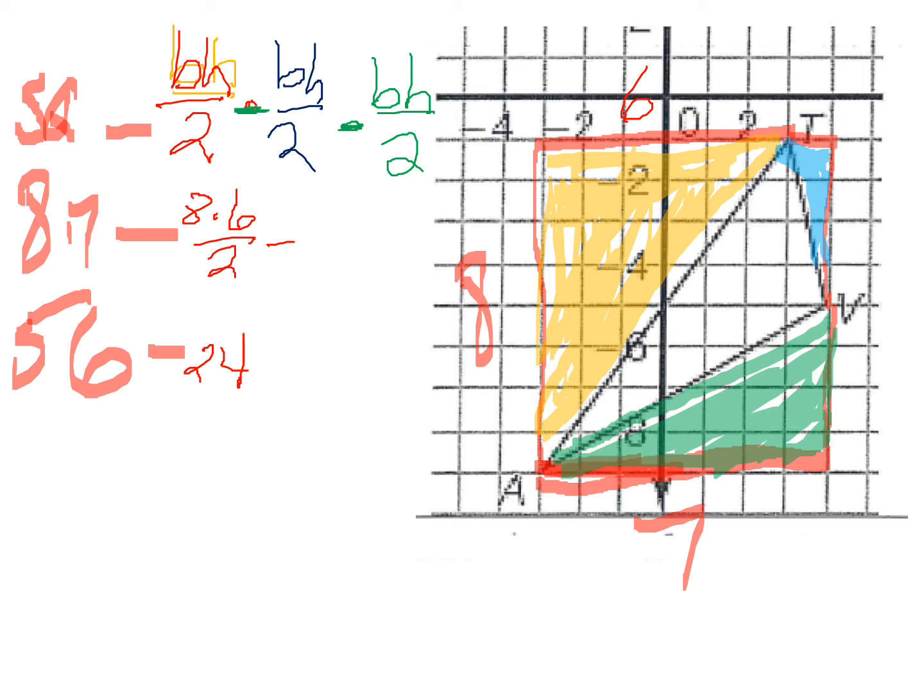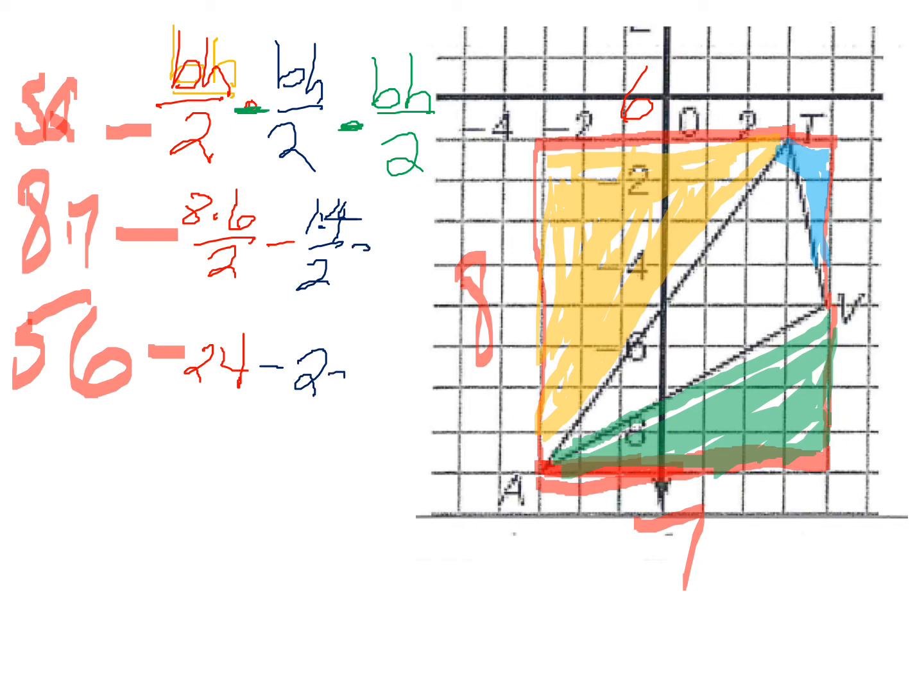Right? Blue triangle, little bitty one. 1, 2, 3, 4, go all the way down. So 1 times 4 divided by 2. So 4, 1 times 4. And so that gives you 4 divided by 2 is 2.